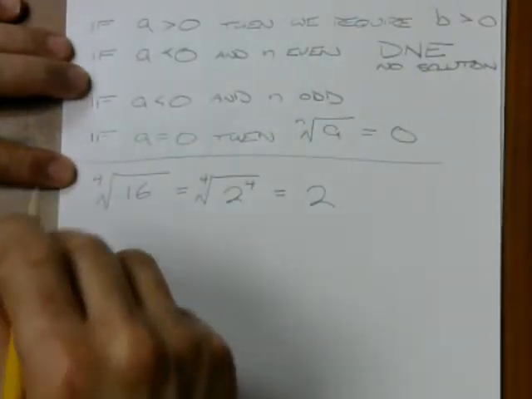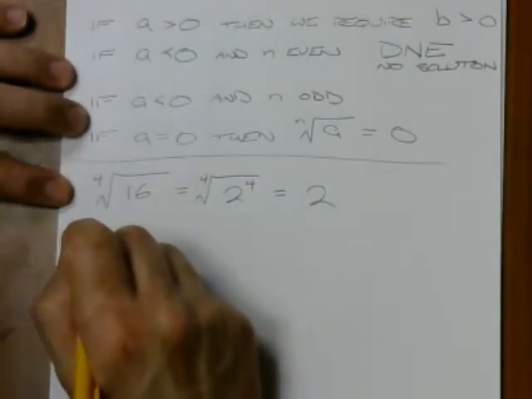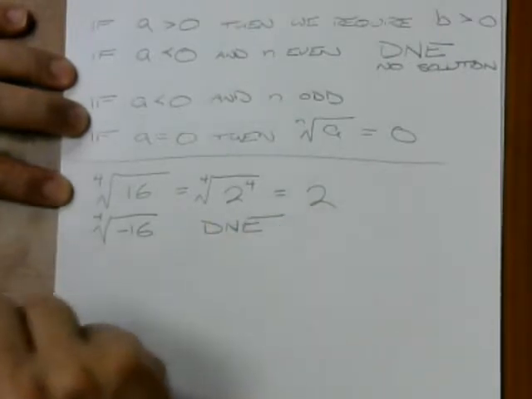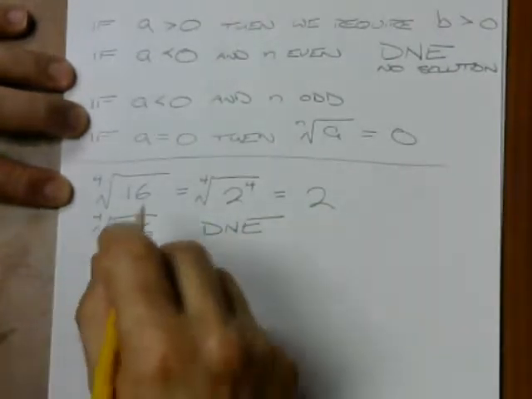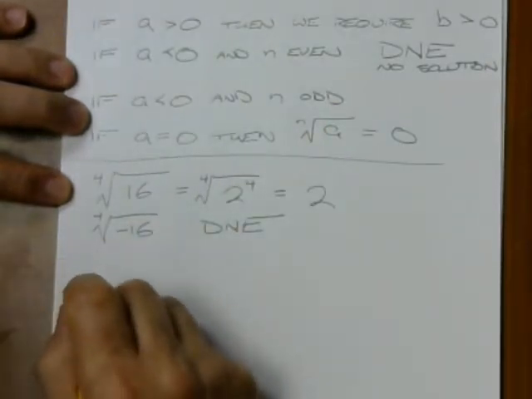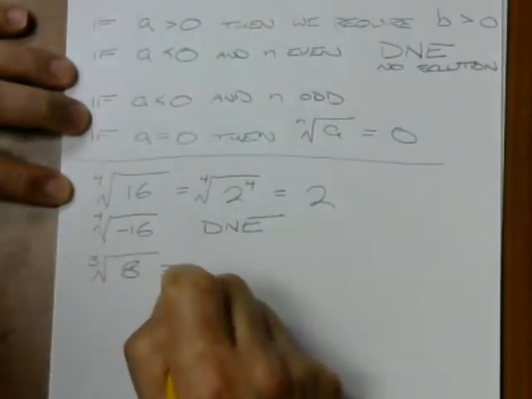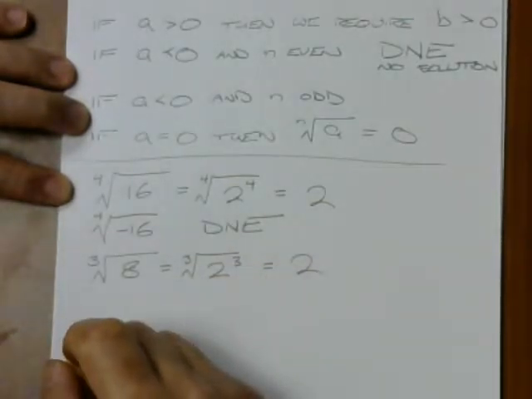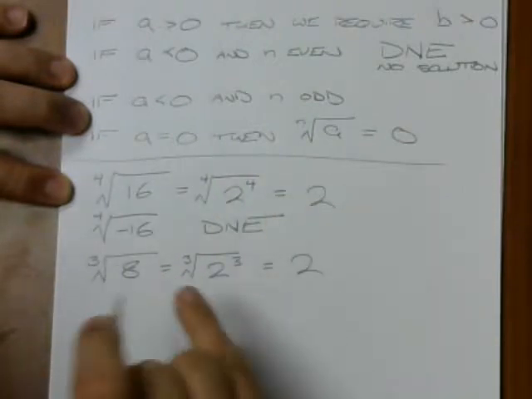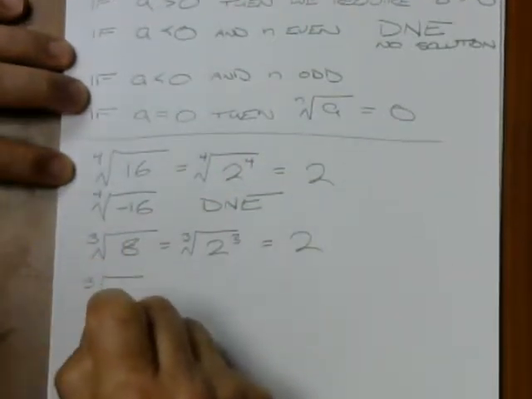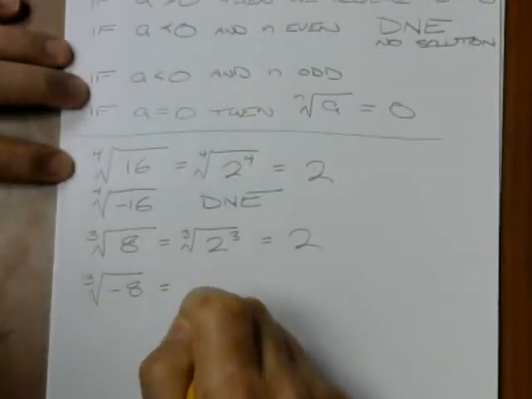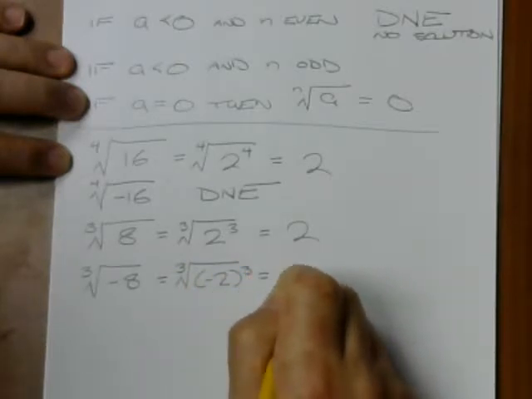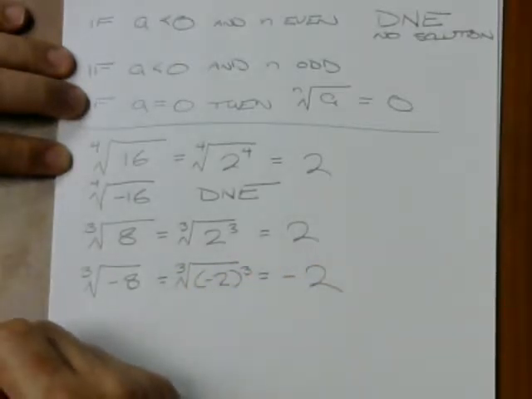Okay. What else? Let's do another example. Let's try to take the fourth root of negative 16. Does not exist. We can't do it, as we saw here. What if we wanted the cube root of 8? Well, it might help me to write it like that. I see that I immediately get 2. No restriction on the odds, so I don't have to worry. If I want the cube root of negative 8, well, negative 8 is just negative 2 cubed. So that's fine as well.